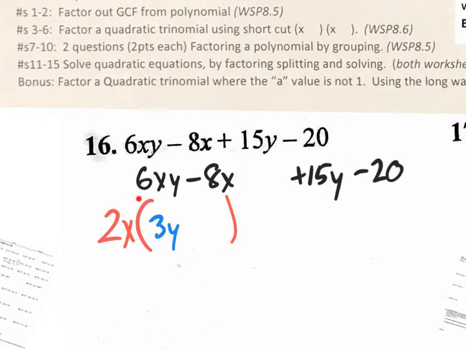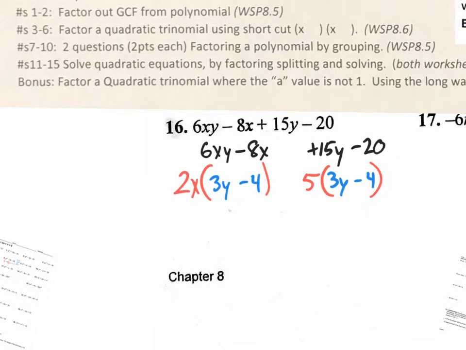And how about over here? 2x times what gets you back to a negative 8x? A minus 4. Let's do the same for the second group. What could you pull out of the second group? What's in common? A 5. If I pull out a 5, what's going to be left? 3y. We're going to have a 3y also, and 5 times what gets you negative 20? It's a minus 4.